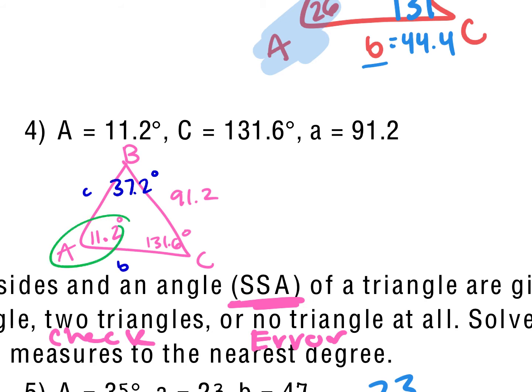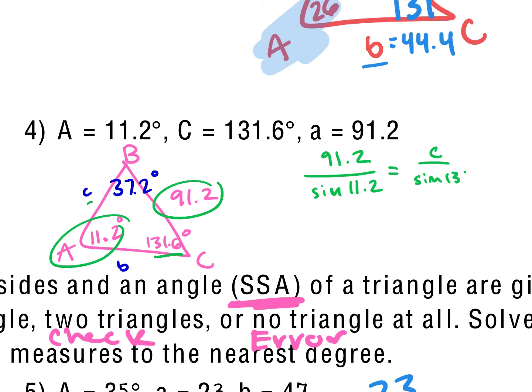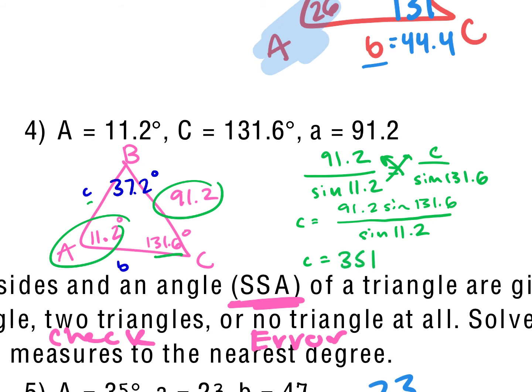So I'm going to start with my givens. So that was 91.2 over sine of 11.2. And since I'm finding C, I have to use angle C, so it's equal to C over sine of 131.6. Cross multiply and divide. So we get C is equal to 91.2 times sine of 131.6 over sine of 11.2. And we put all of that into our calculator. What do we get? 351.1? Perfect. 351.1.